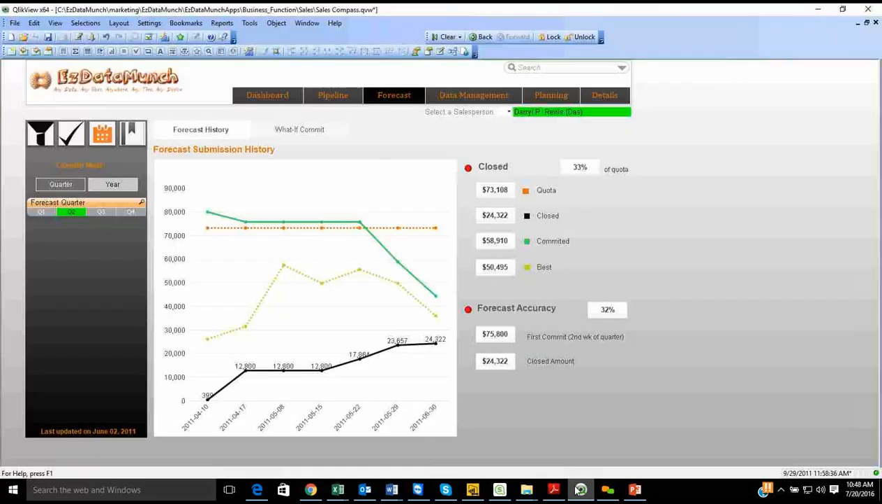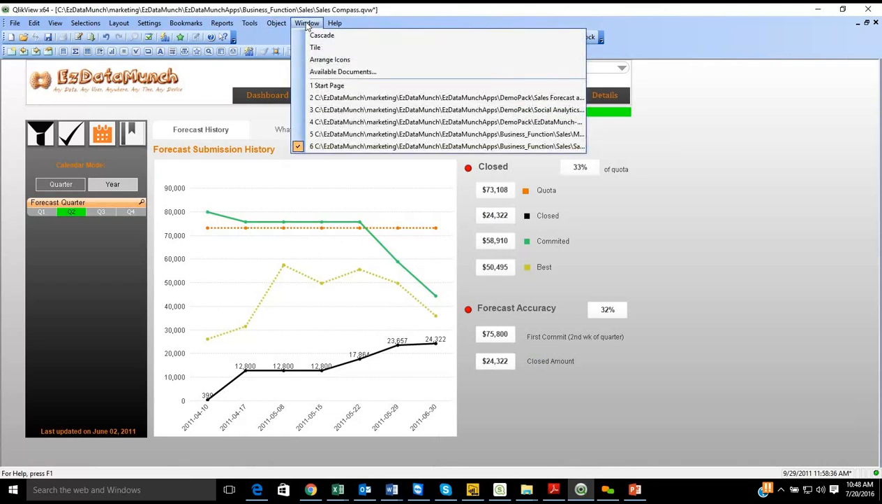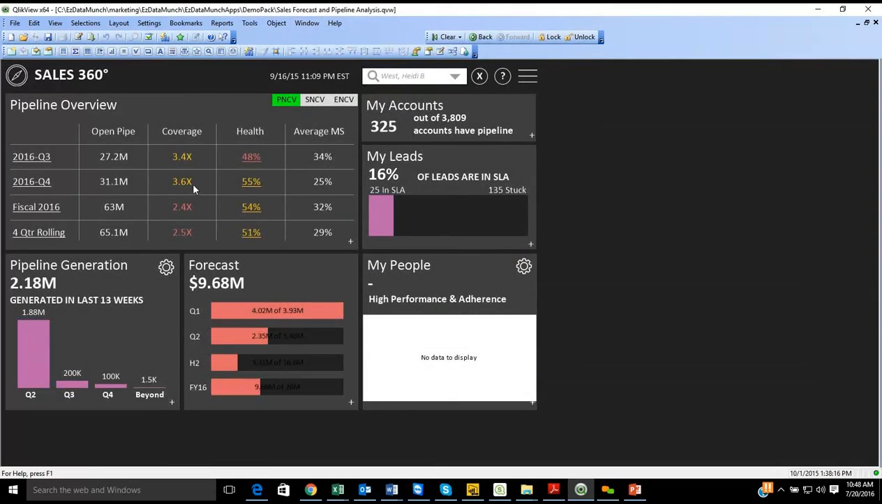So let me show an application. This is an example of where we have done the same thing. And there's another application that I wanted to show. Here we are looking at a forecast, so it's exactly the same concept, based on the pipeline that is coming in from Salesforce. As you can see here, open pipes, and this also gives me my coverage and the health of my pipe.